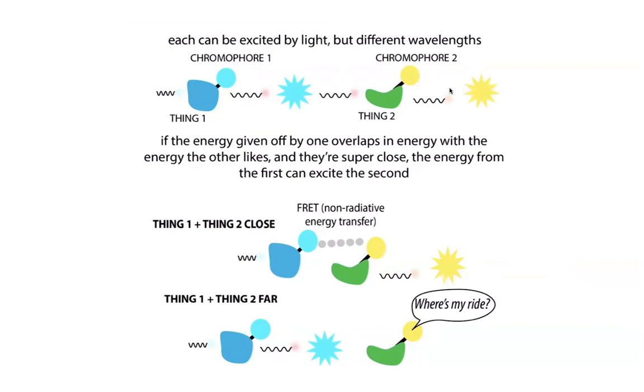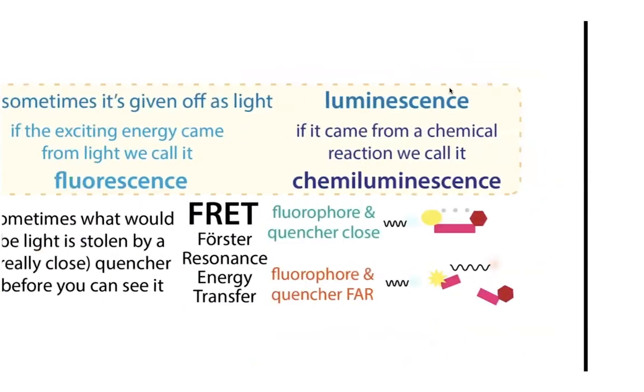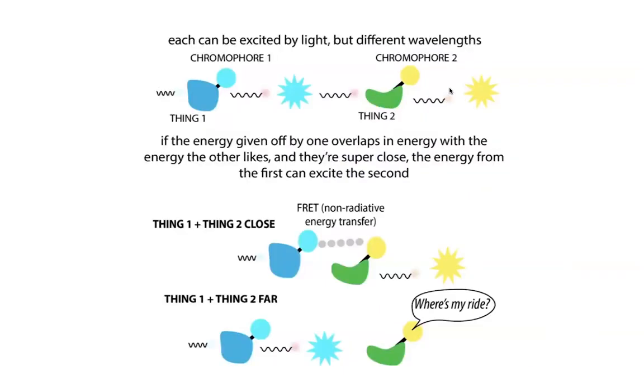So if we have one chromophore that absorbs light at one wavelength and gives off light at another wavelength, and then we have another chromophore nearby that absorbs the wavelength that the first one gave off, now there are a couple of things that could happen. It could absorb it and then just fizzle it off as heat, in which case you would get quenched fluorescence. Or maybe it absorbs that and then emits a different color of light.